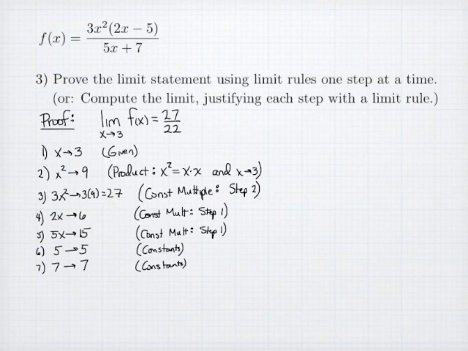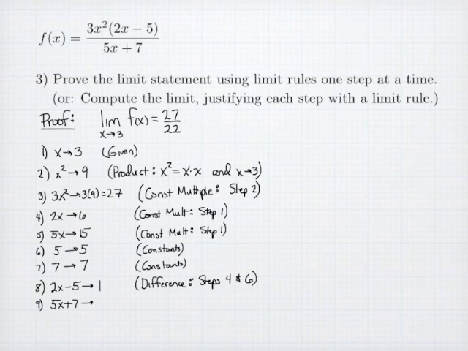We can now combine some of these. 2x minus 5. 2x was calculated in step 4, 5 was calculated in step 6, and we're simply calculating the difference. 2x went to 6, 5 went to 5, so 2x minus 5 goes to 1. This is the limit of a difference. The limits that were required to calculate that difference occurred in step 4 and step 6. The sequence 5x plus 7, the parts were calculated in step 5 and step 7, and so if I add them, I get a value of 22. This is the limit of a sum.